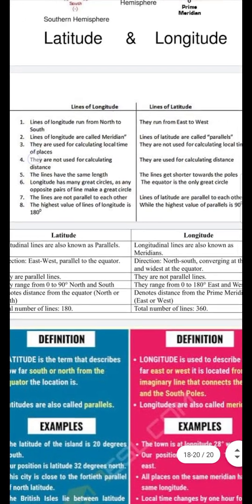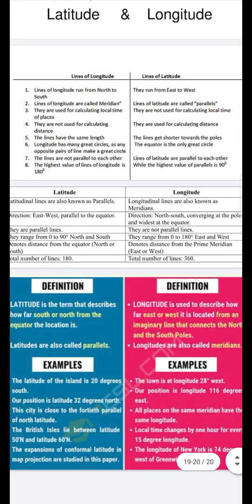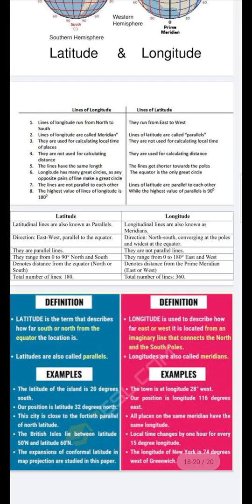There are some differences between lines of longitude and lines of latitude. Definitions and examples are also given. You have to do it in your copy, and you have to learn also where the Tropic of Cancer is, where the Tropic of Capricorn is, where the prime meridian is, where the equator is, what is known as longitude, and what is known as latitude. So be prepared and all the best.